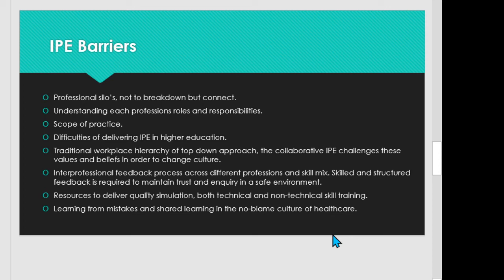Difficulties of delivering IPE in higher education. So, this is the basic, no? Sa eskwelahan, muna. Traditional workplace hierarchy of top-down approach. The collaborative IPE challenges these values and beliefs in order to change the culture. So, this is the main barrier halos gid nato.